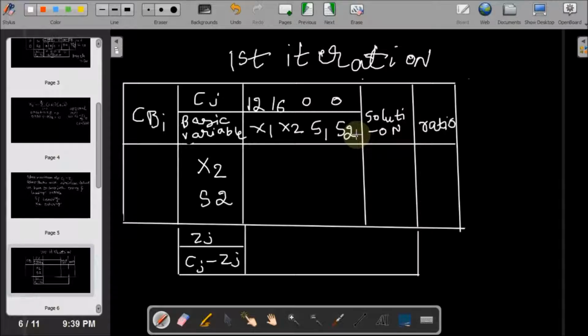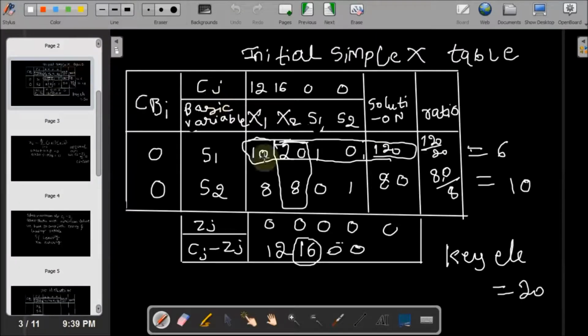Now how do we find out the values? This is very important. See how to find the new values for x2, because these are the old values. For the row where the key element is found, it is very simple. You have to divide all the elements by the key element. For example, what is the first element here? 10. You have to divide it by 20. 10 by 20.